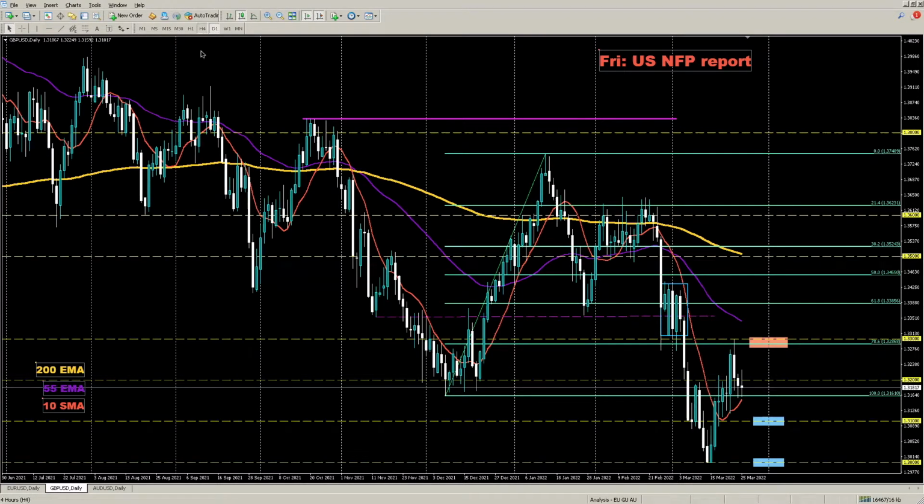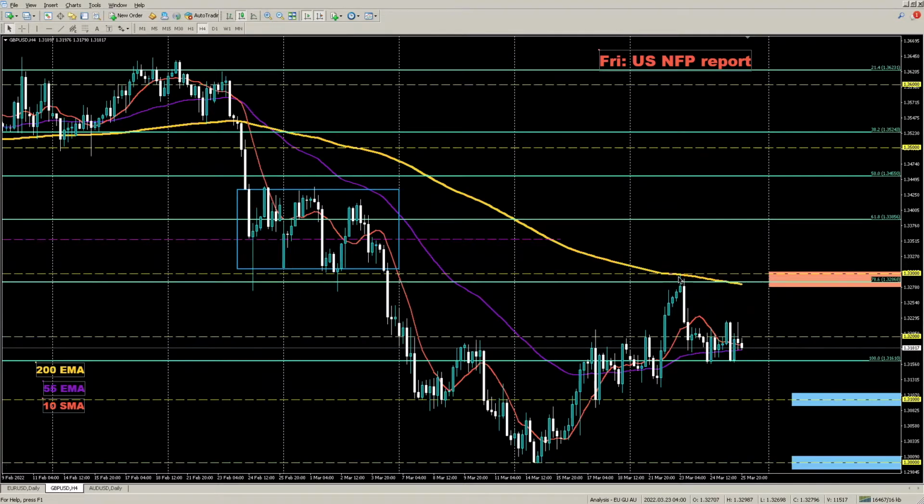Take a look on the 4-hour time frame. Did try to test the 00, but I think it missed by just a few pips, by 1.3 pips from a shooting star, and then rejected all the way back down to the 4-hour 55 EMA. And that was already a known resistance zone.